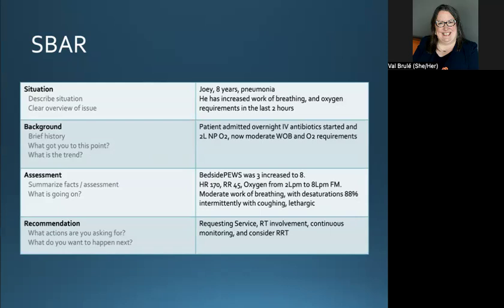What you're requesting is for service, so the primary medical review, to come, for a respiratory therapist to come, to consider continuous monitoring, and to consider a rapid response team. Of note, you can always call a rapid response team without discussing with service, and in which case you can still use SBAR to describe the whole situation, in which case your recommendation would say, I would like you to come see the patient.